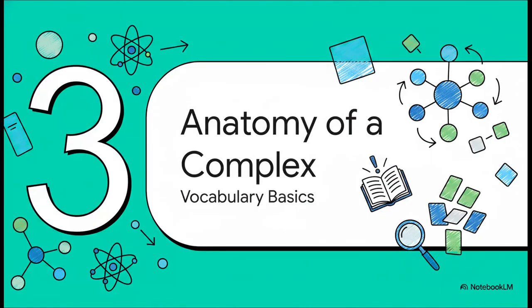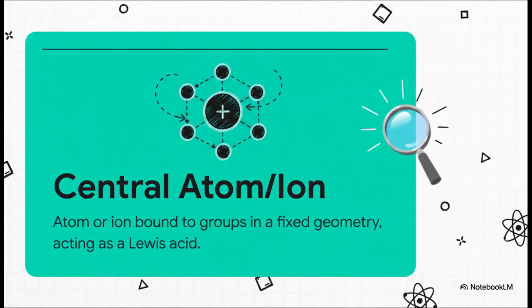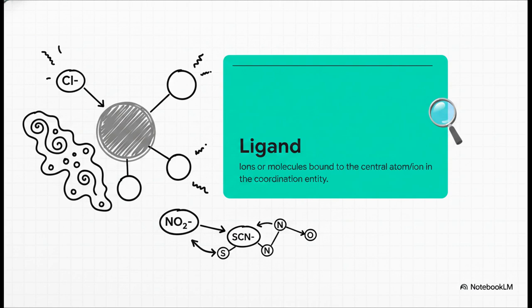All right, Section 3, Anatomy of a complex. Getting this vocabulary down is absolutely critical for scoring well. At the absolute center of it all, you have the central metal atom or ion. It sits there surrounded by a fixed number of groups in a highly specific geometric arrangement. The key takeaway for your test is that this central metal acts as a Lewis acid. Its entire job is to accept electron pairs from the partners surrounding it. And the partners donating those electrons, we call them ligands.